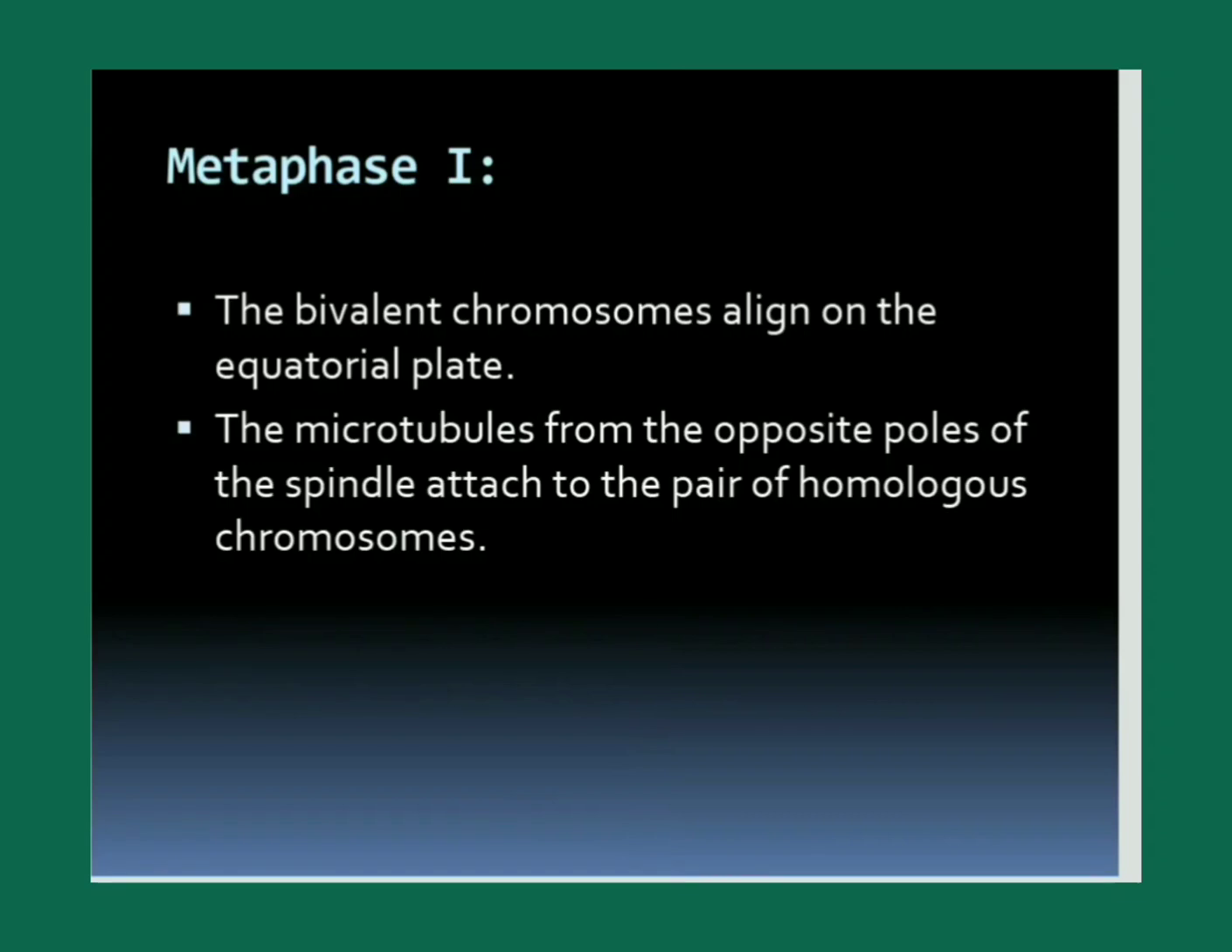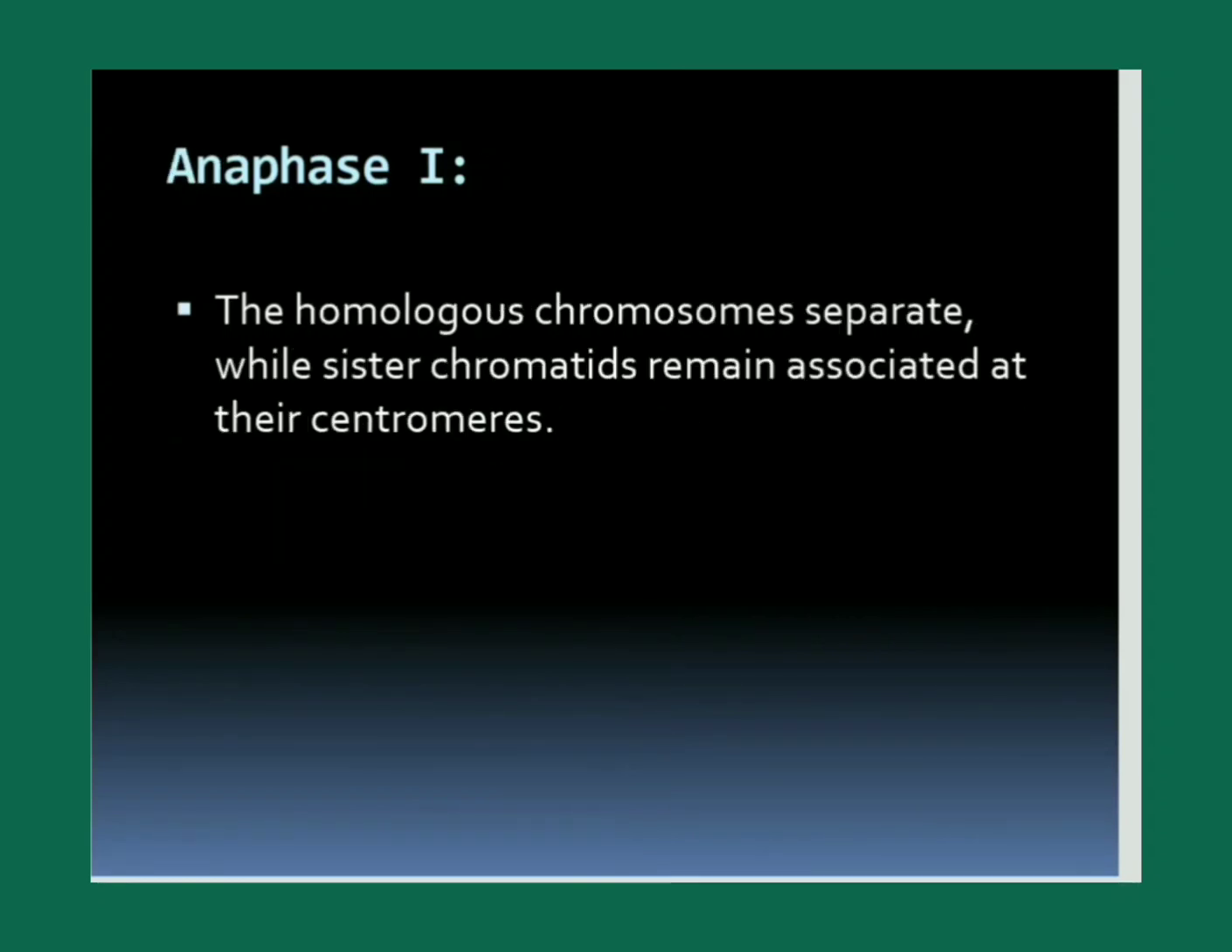So in metaphase 1, the bivalent chromosomes align on the equatorial plate. The microtubules from the opposite poles of the spindle attach to the pair of homologous chromosomes. In anaphase, the homologous chromosomes separate, while sister chromatids remain associated at their centromeres. Only the homologous chromosomes will separate.